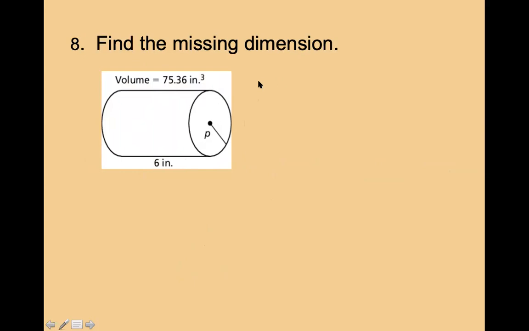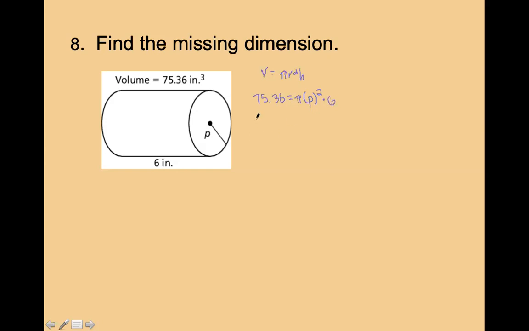So again, for a cylinder, remember the volume is pi r squared times the height. So I'm going to fill in what I know. 75.36 is equal to pi times, we don't know the radius and they're calling it P, so I'm going to put a P in there in place of the r, squared, times our height. Even though the cylinder is on its side, that's still the height, the distance between the two bases, which is 6 inches.